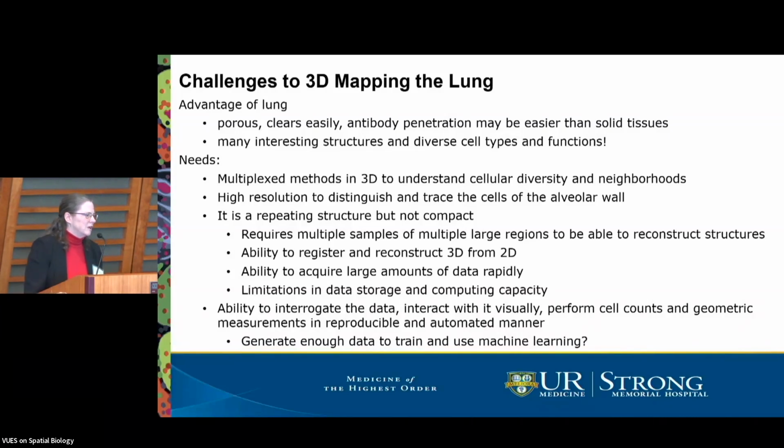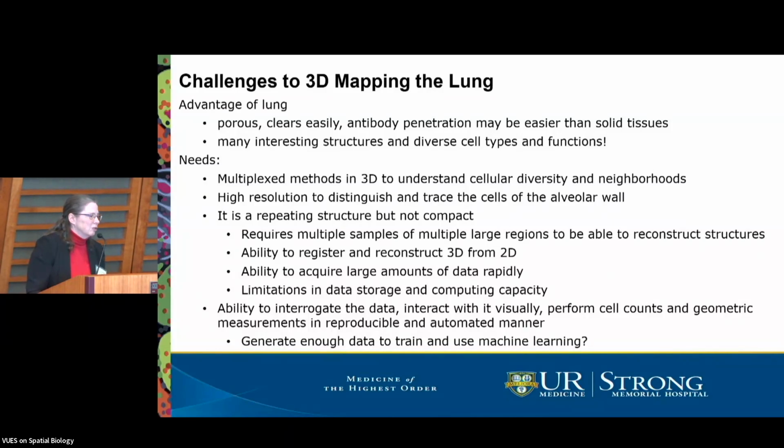But what we need: we do need multiplex methods in 3D to understand that cellular diversity and neighborhoods. Using 1 or 2 or 4 markers even is still quite limiting. We need high resolution to distinguish and trace the cells of the alveolar wall. So to be able to tell where a type 1 cell starts and ends, for example, and which nucleus belongs to which cell is necessary to really do this right.